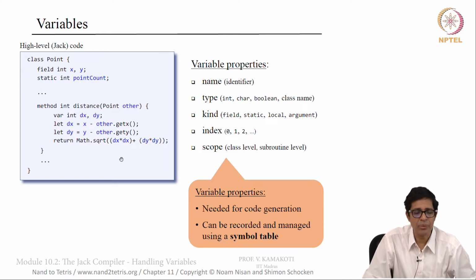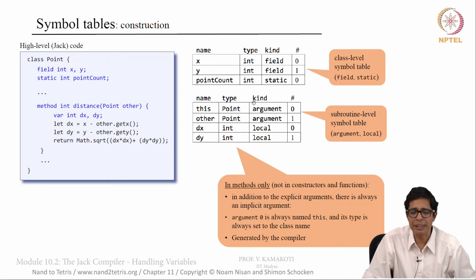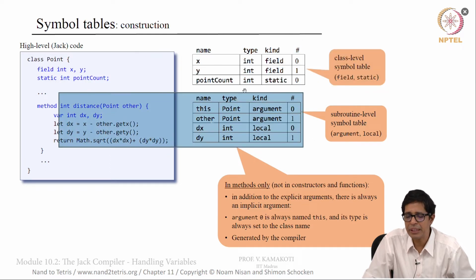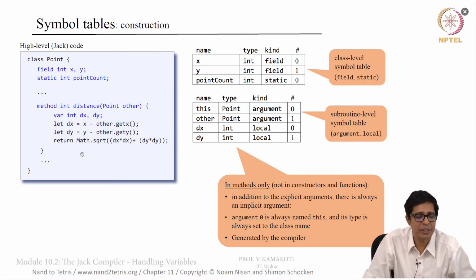Right. So, this is how we go about it. This is a symbol table. I see x, y, point count. What we do here is we are now creating this symbol table. This is the class symbol table that you see on the top, and this is the subroutine symbol table for distance alone. For every subroutine I will create it and destroy it once I finish.